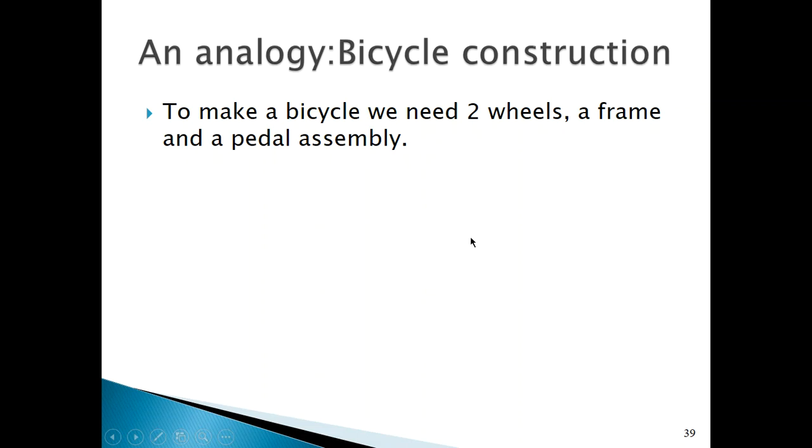So to illustrate this, I want to use the example of bicycle construction. So let's say you're in the business of manufacturing bicycles, right? And in order to make 1 unit of a bicycle, we need the following. We need 2 wheels, we need a frame, and we need a pedal assembly. All right, so I'm simplifying it by writing it in the form of an equation. 2 wheels plus 1 frame plus 1 pedal assembly gives you 1 bicycle. All right, so that's the equation that we're going to use in order to find out how many bicycles we can make given the amounts of the different items.